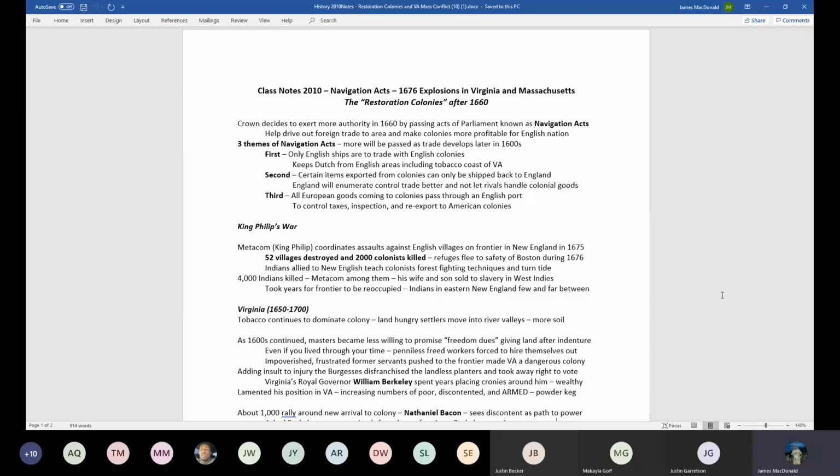only certain products that are grown or made in the English colonies go back to England.